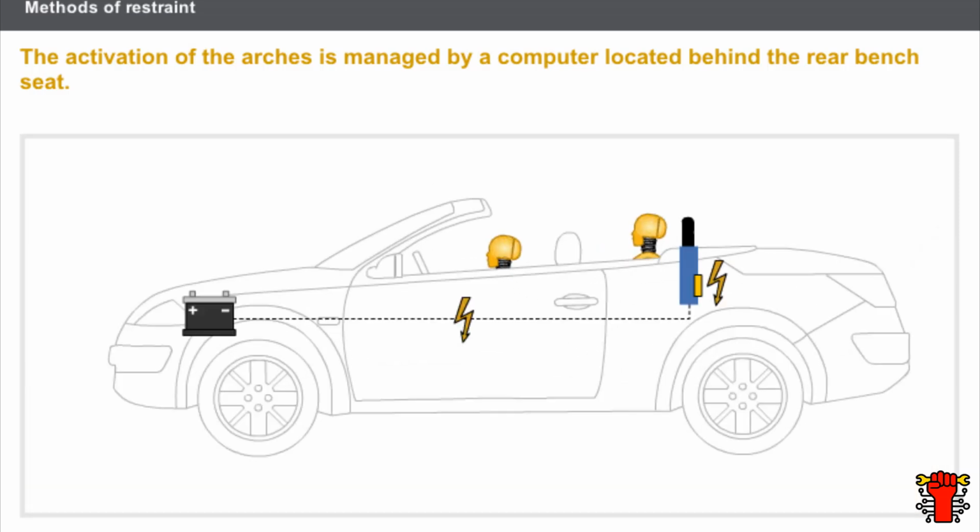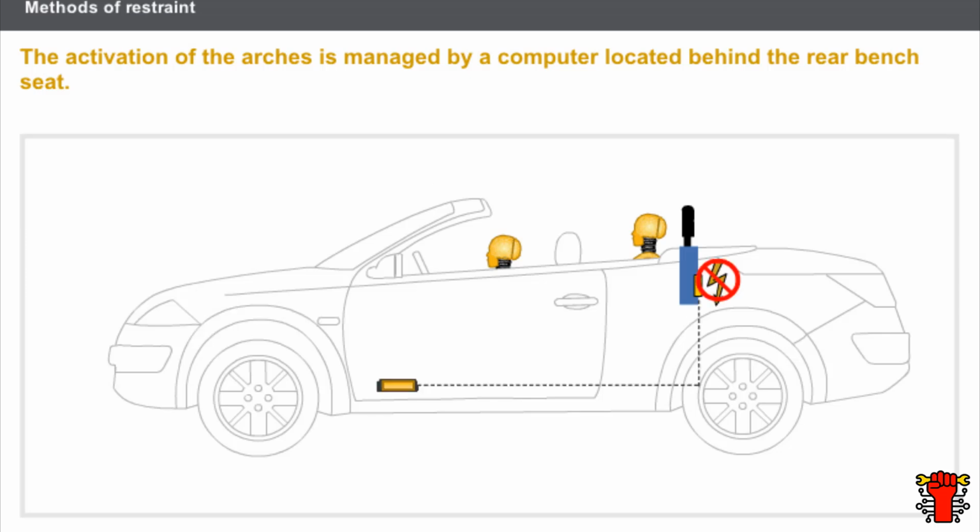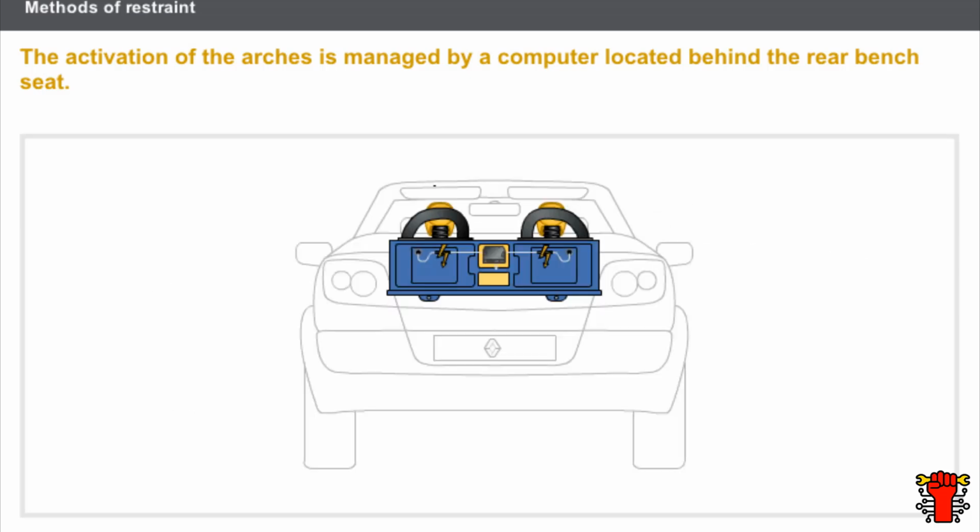If there is a loss of electrical power, the computer has a 5-second energy reserve to deploy the protective arches. The computer is connected to the roof control unit in case of a fault. At the time of activation, the computer powers a solenoid valve which releases the retractable protective arches.